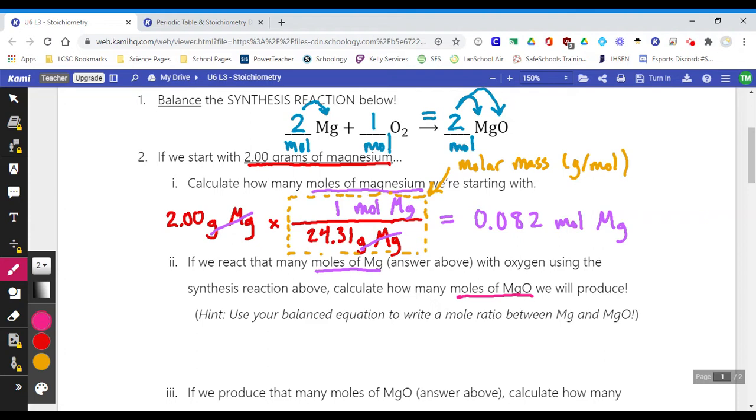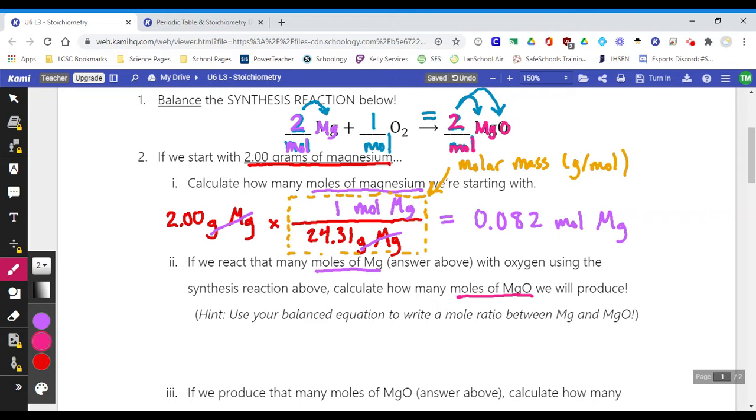Since this is telling me a ratio of how many particles of this and how many particles of that are going to react and form something else, this should also tell me the relationship between these chemicals needed for the reaction to happen. Not just at the scale of single particles, but at the scale of moles. I just scale them all up by moles. Well, if I look at what my reaction equation is telling me, when it's balanced, 2 moles of Mg, magnesium, can be used to make 2 moles of MgO.